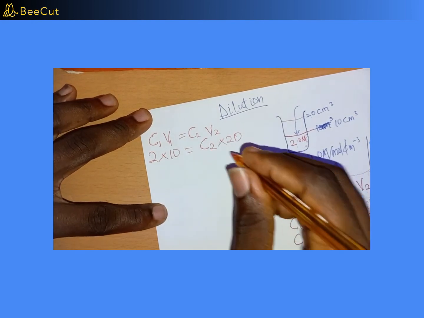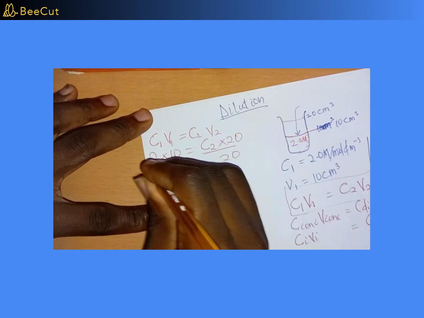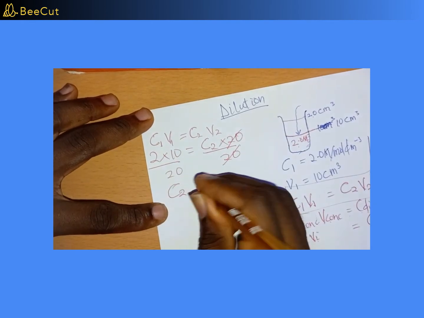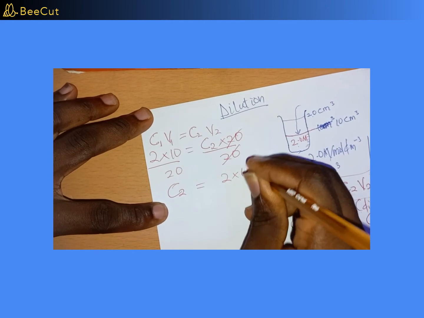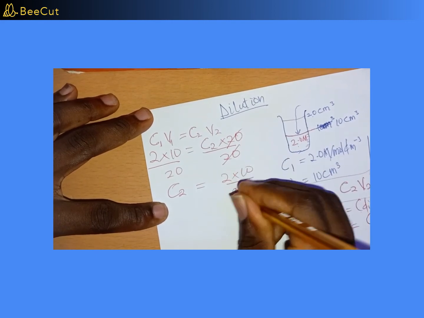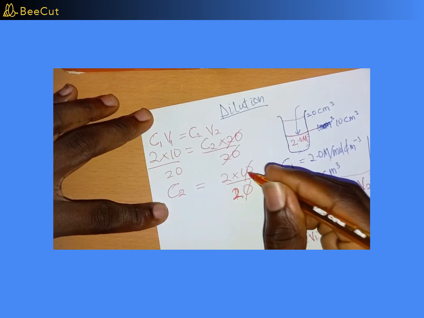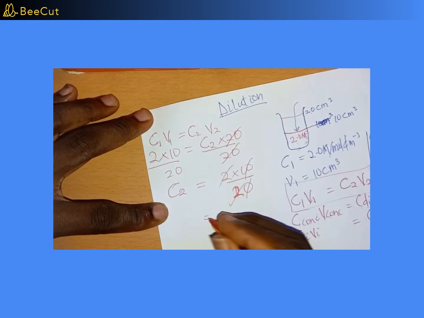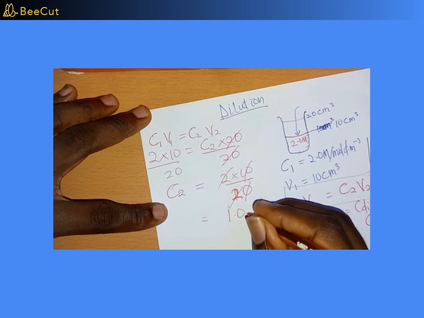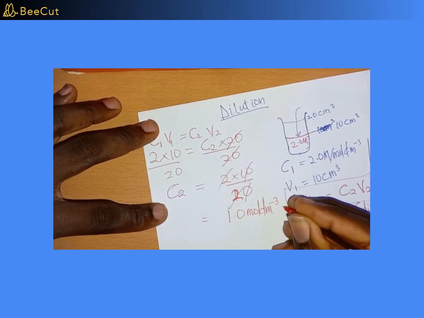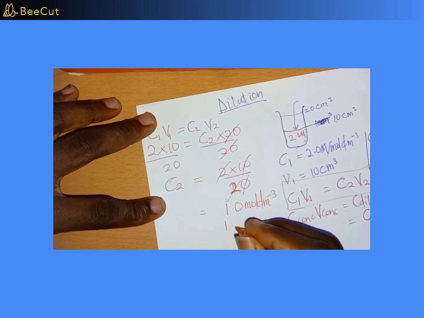So making C2 the subject, you divide through by 20, divide through by 20. This cancels this. So we have C2 is equal to 2 times 10 divided by 20. So this will cancel this. This will cancel this. We have what? 1.0 mole per dm cube, which is the same as 1 molar.